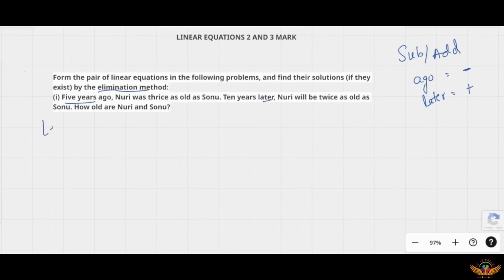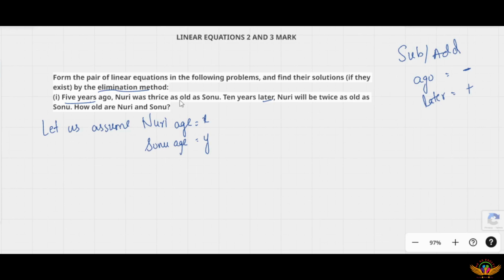First let us assume that Noori's age is x and Sonu's age is equal to y. Yes, so we assume that Noori's age is x and Sonu's age is y. And now see the conditions.